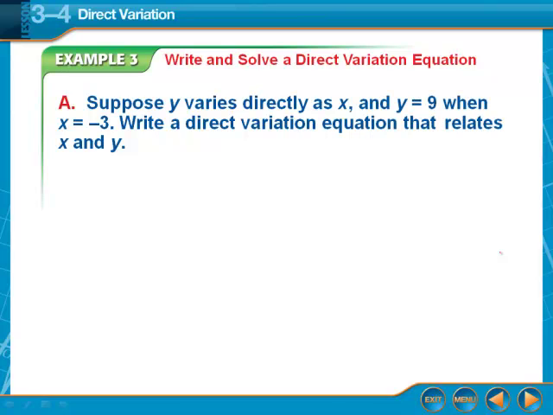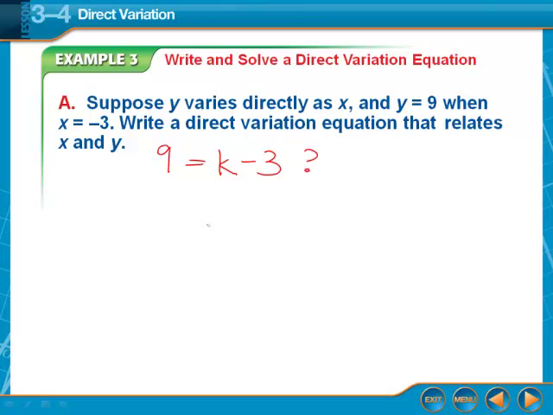Here's what we see as words. This is what I started the whole thing on. Suppose y varies directly as x. When y equals 9, x equals -3. Again, you're looking for the relationship. Does 9 equal -3? Well, no. There has to be something. We'll call it a k because that's what it is. What did the k have to do to make this work?